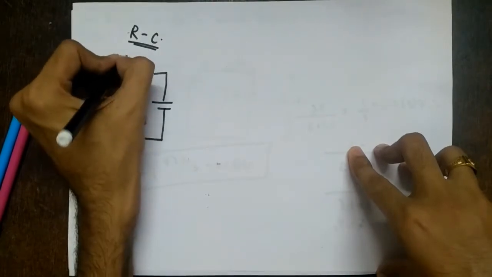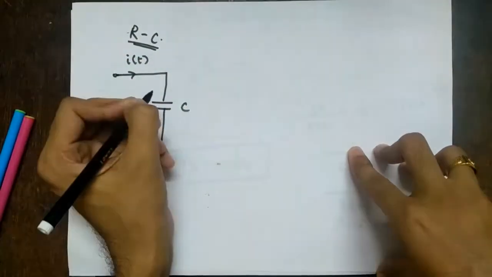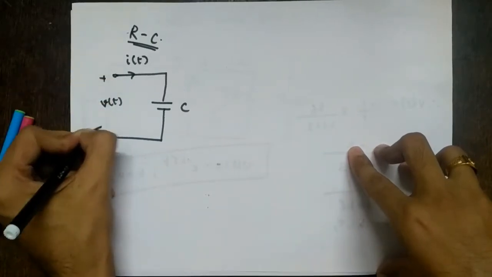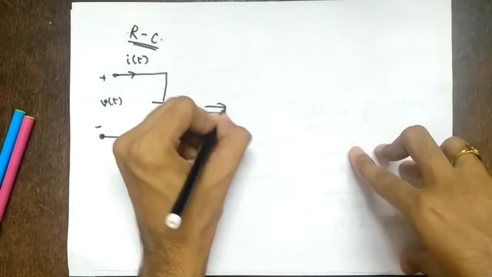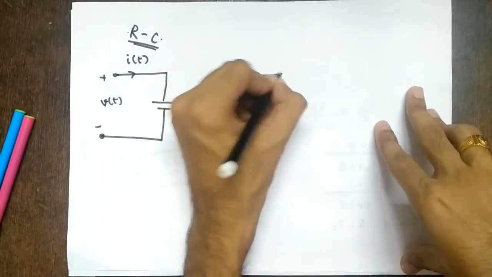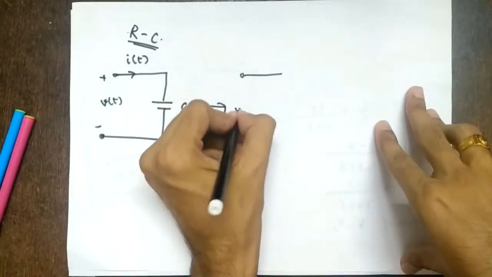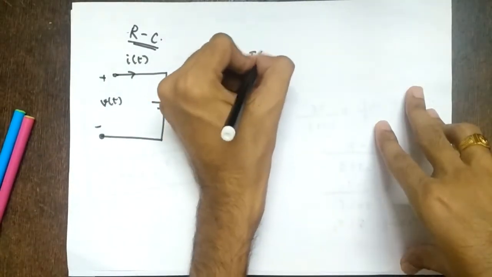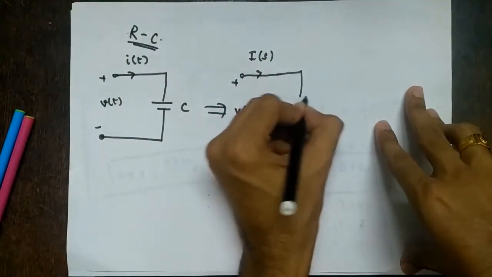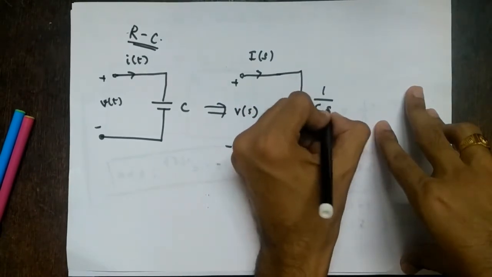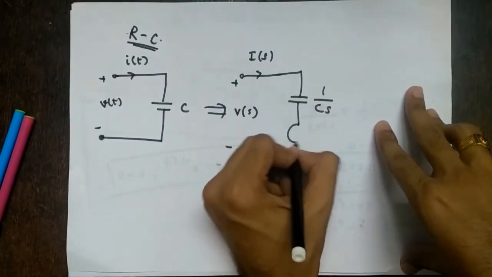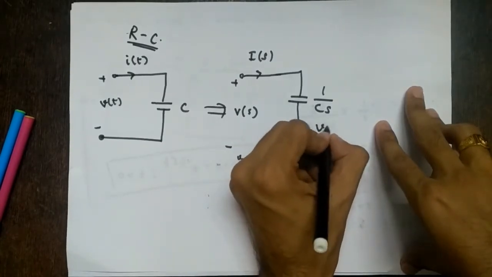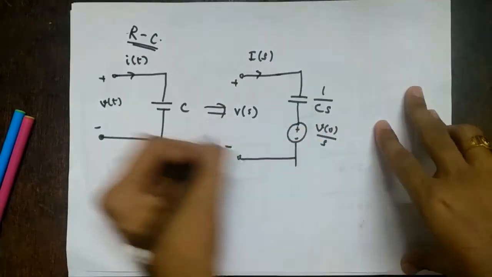Okay. So again, I'll draw that diagram of how a capacitor is replaced from time domain to frequency domain. So I have this I of t, I have this capacitor C, and it has a voltage V of t here. So how is it transformed? This becomes V of S. This is plus, this is minus, and the current is as it is. And we have the capacitor, but its value changes from C to 1 upon Cs. And we have a voltage source with plus minus in this direction, and this value is V of 0 by S. So this you should know.